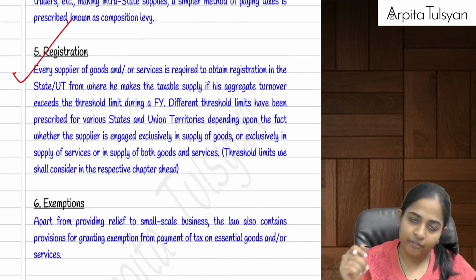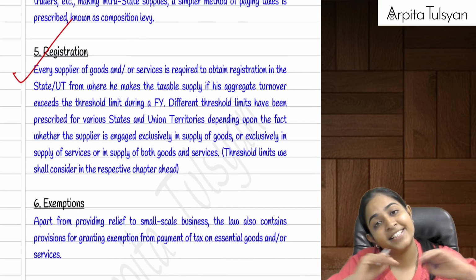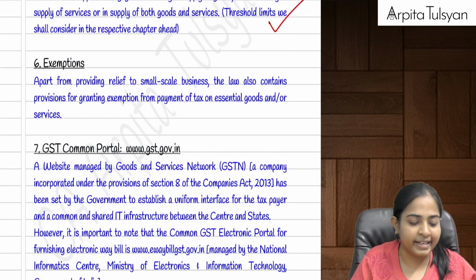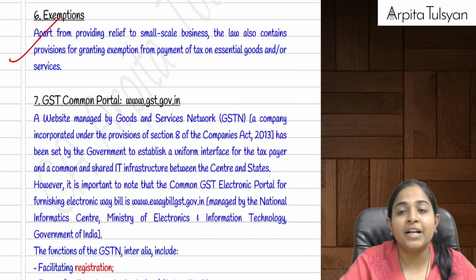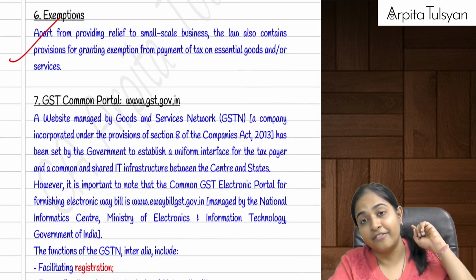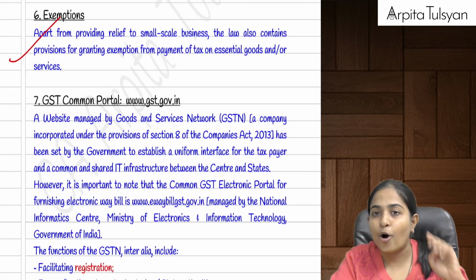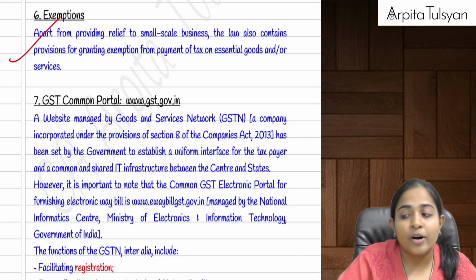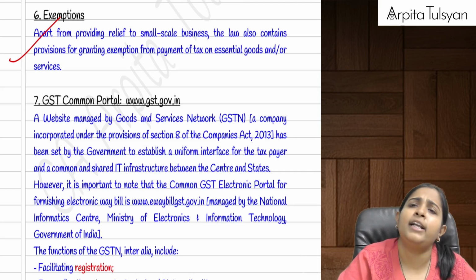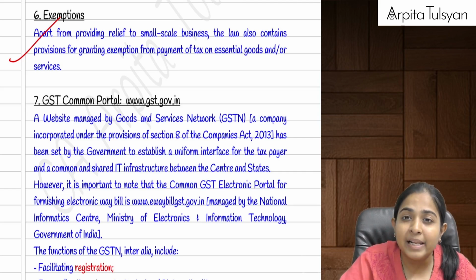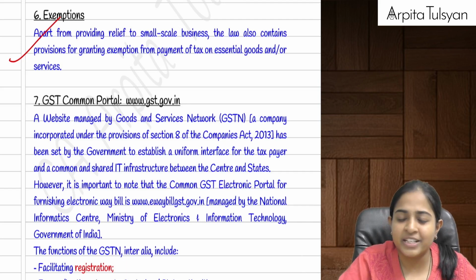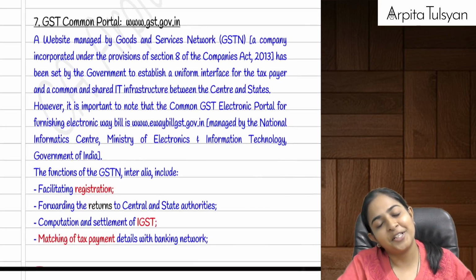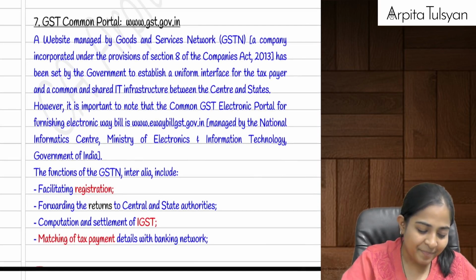For that particular purpose, we have a separate chapter called registration. Those threshold limits, etc., we are going to study in that chapter. Then apart from the relief given to small taxpayers under the composition scheme, they have also introduced some exemptions. Some products will be totally exempted, for example milk, fresh fruits, fresh vegetables, etc. These are totally exempted from GST. For that, we have a different chapter called exemptions from GST.